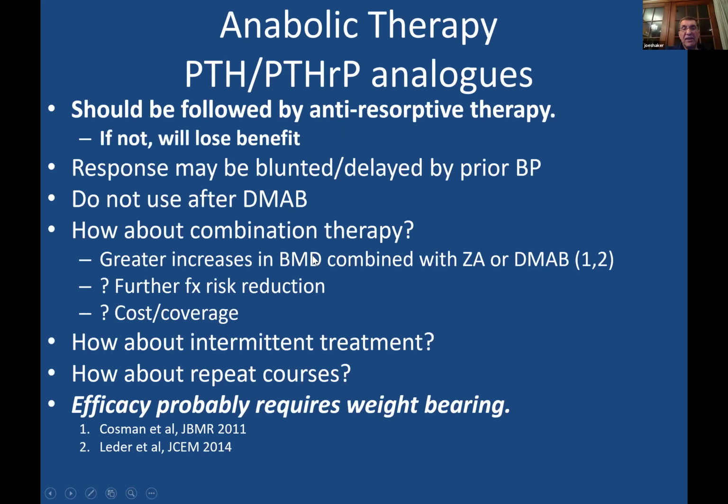There is some data that you can get greater bone density increases if you combine anabolic therapy with zoledronic acid or denosumab at the same time. But this is expensive and there isn't data on fracture reduction. One thing that I think people need to know, efficacy probably requires weight bearing. It doesn't work very well in wheelchair-bound patients. And I think that's kind of important as we talk about the next agent.